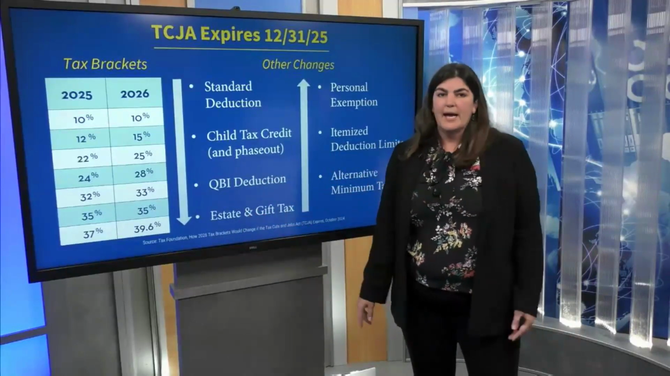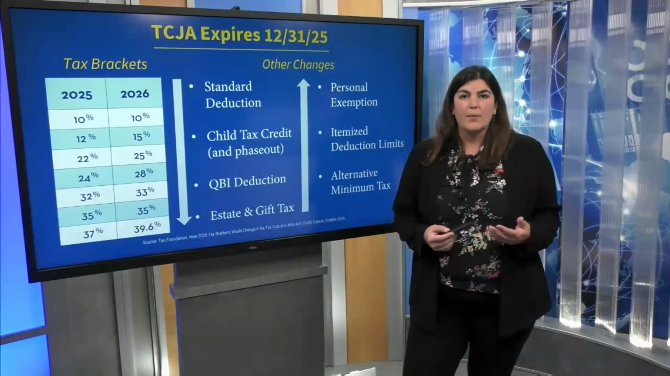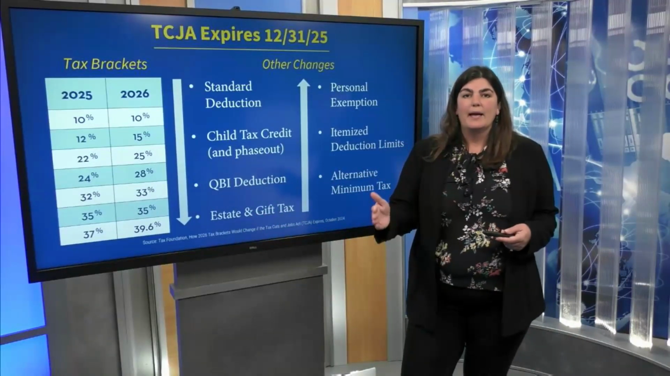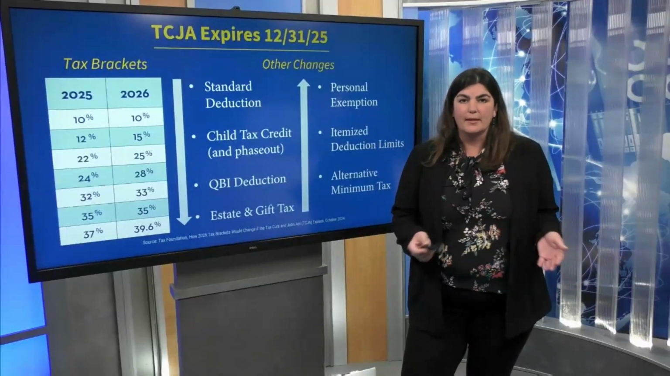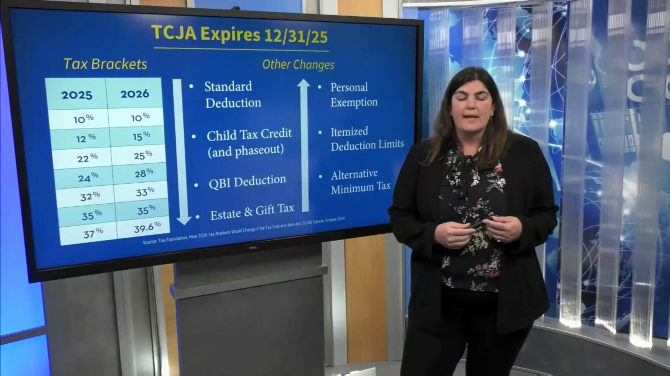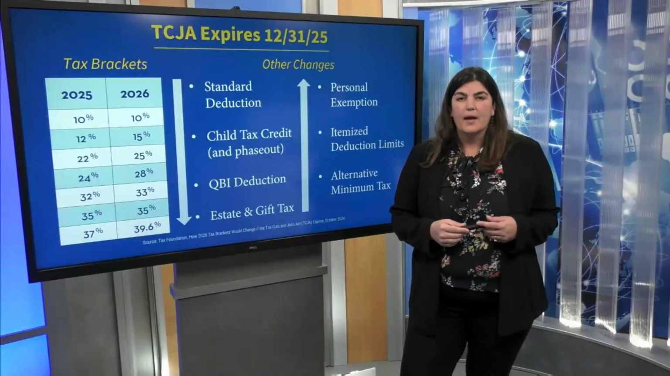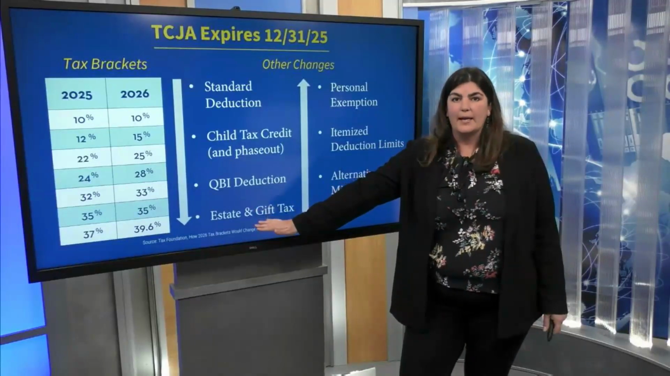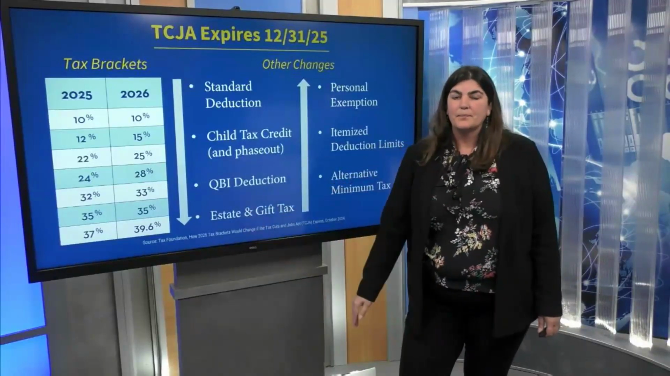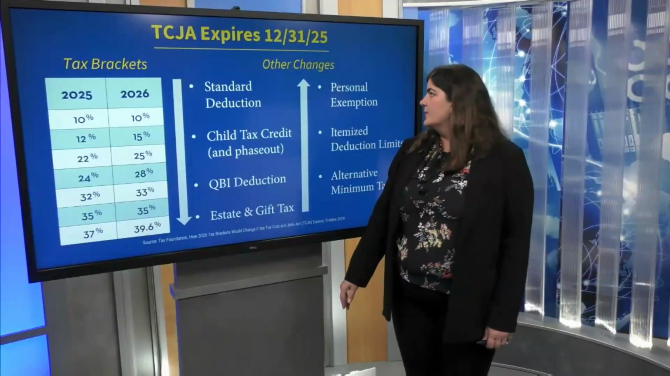And the estate and gift tax exemption, currently it's almost $14 million per person, and that will be cut in half if the Tax Cuts and Jobs Act completely expires, which means that you may need to look at some of your estate planning as well in order to make sure that you're not implicating the estate tax at death. That can be a 40% tax as well.